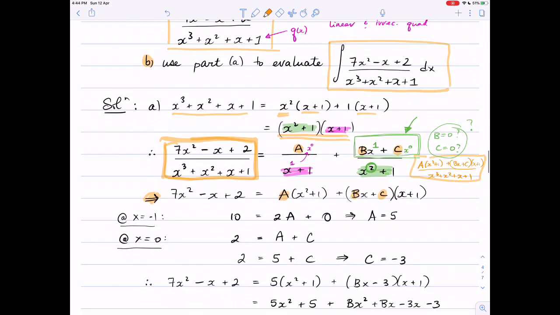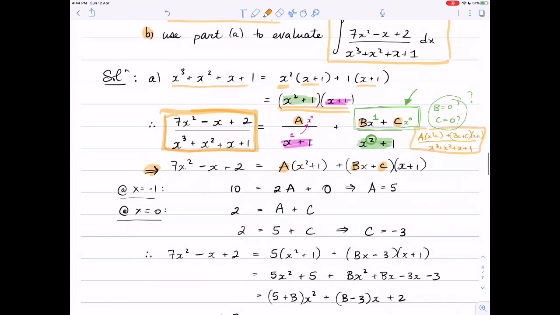I am going to use a mix and match method. I'm going to start with some magic values, and then I am still going to have to expand after to get the last constant. So I'm going to look at x equal to minus 1. X equal to minus 1 is not randomly chosen. It makes this term go to 0, which blanks out all of this. And if I plug in x equals minus 1 on the left and on the right, I will be able to solve and see that a is equal to 5.